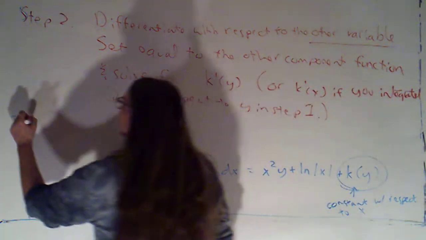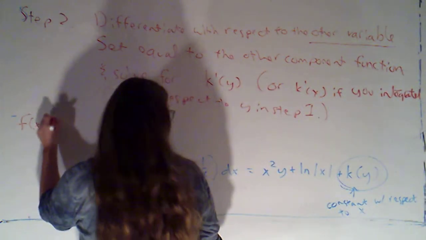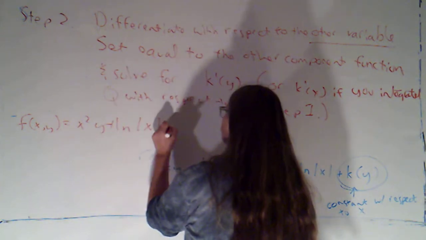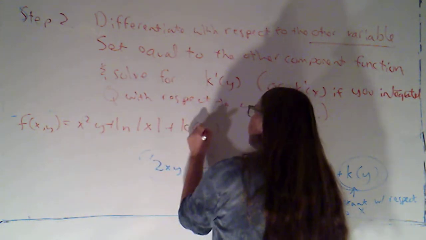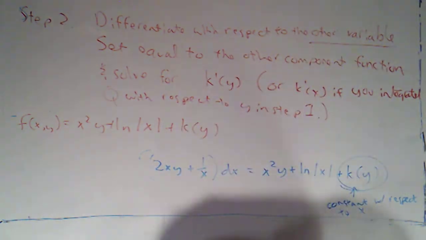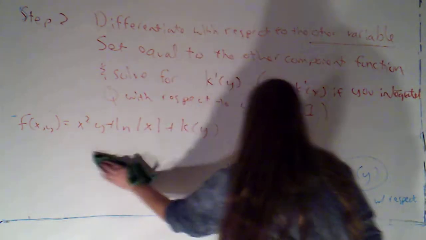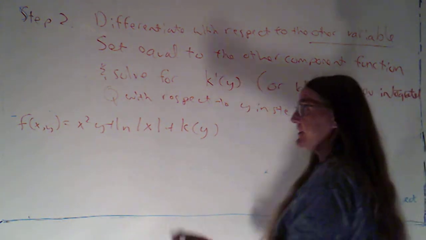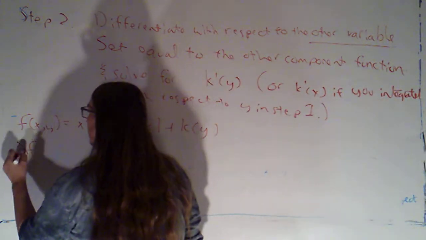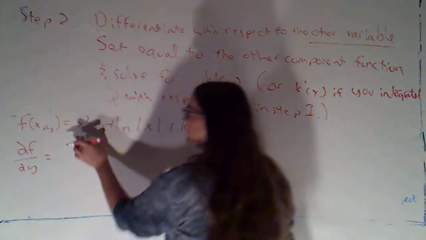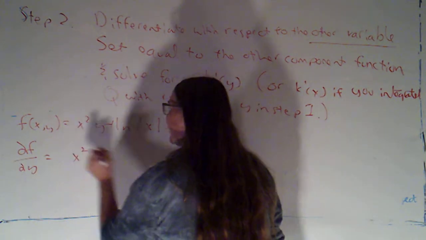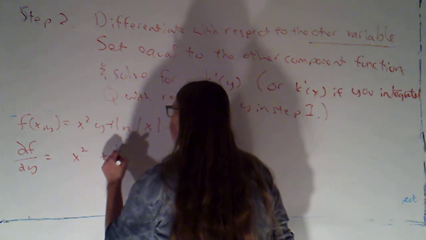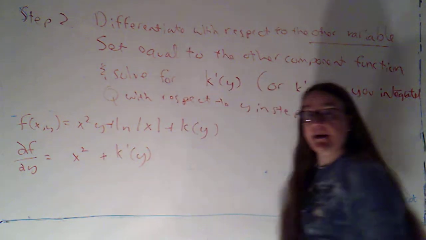Okay, so I know that f of x y is x squared y plus the natural log of the absolute value of x plus some function that depends just on y but not on x. All right, so I'm going to take the derivative of this, the partial, with respect to y. So when I do that, I'm going to get x squared. This term drops out, plus k prime of y.